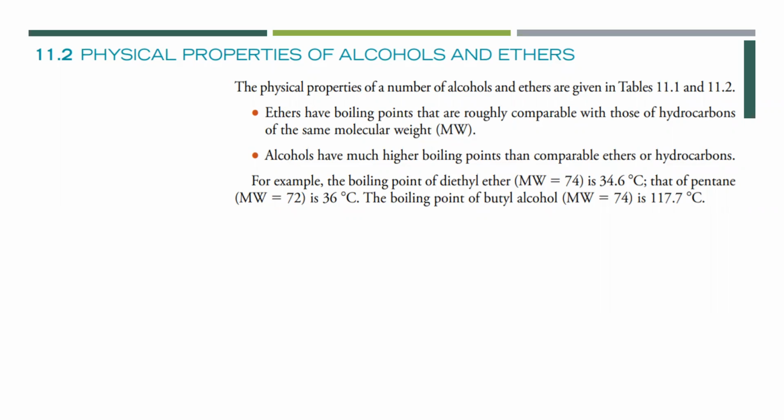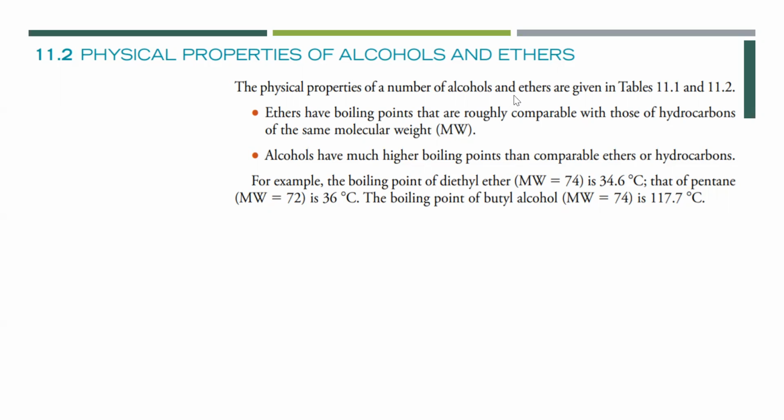But if you compare ethers and alcohols, alcohols actually have higher boiling points than comparable ethers or hydrocarbons. For instance, take butyl alcohol. In its structure you have CH3, CH2, CH2, CH2, 4 carbons with an OH, and the molecular weight is 74. We compare that with diethyl ether, 4 carbons also, but with an ether O: CH3, CH2, O, CH2, CH3. The boiling point for the ether is 34.6, but that of the alcohol is 170. It's very large. So how can we account for the high boiling point of alcohols relative to ether?